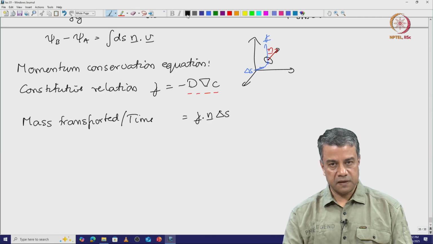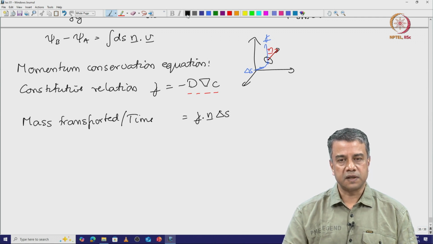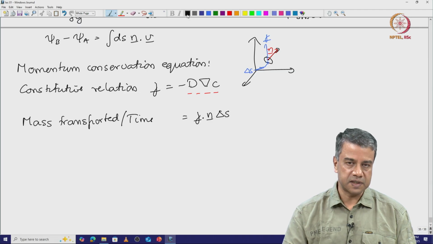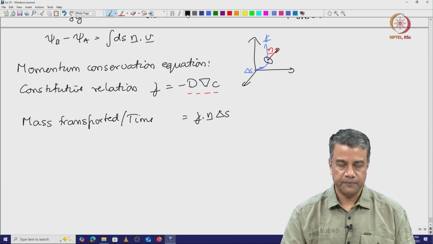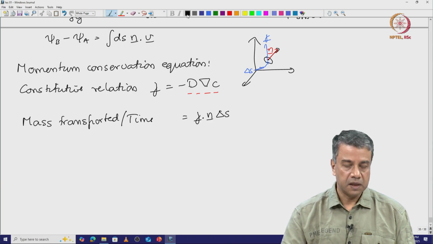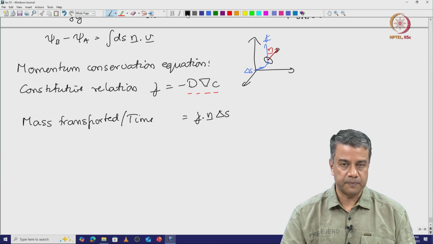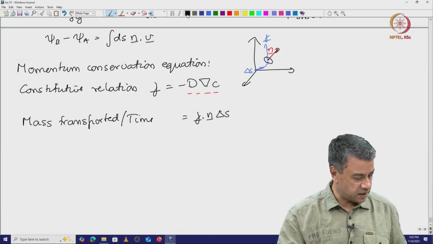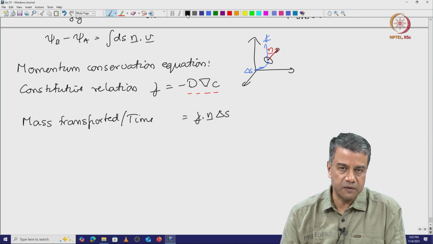So, for a scalar field such as the concentration field, the flux, the rate of transport of the scalar field per unit area per unit time across that surface, is a vector. In the momentum conservation equation, we are looking at the rate of change of momentum, so we are looking at the flux of momentum. Note that momentum itself is a vector, and therefore, the flux of momentum has to have two directions in it.